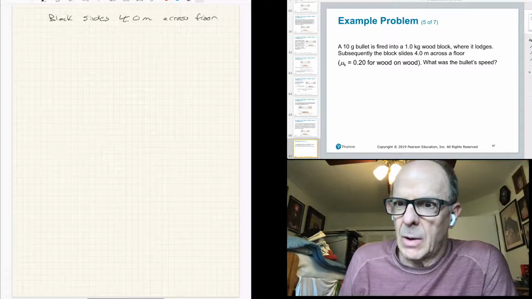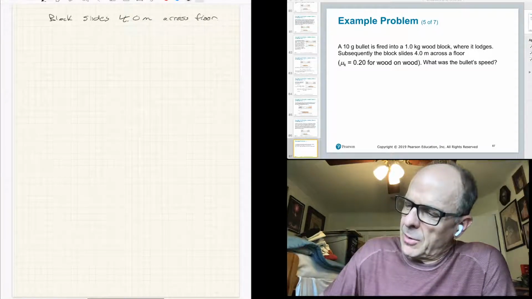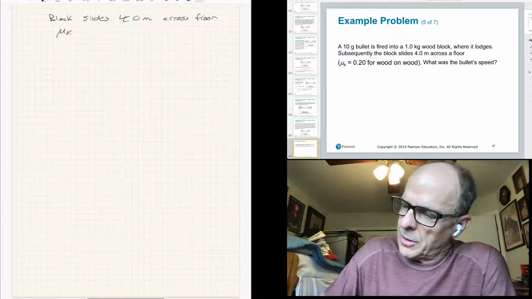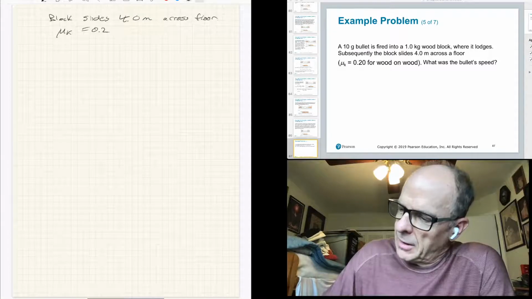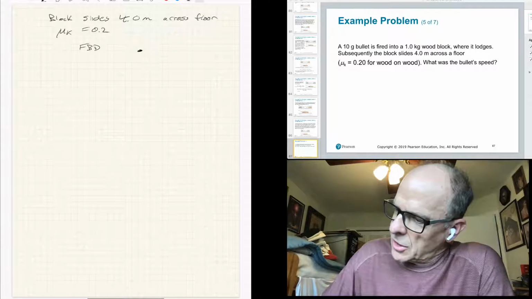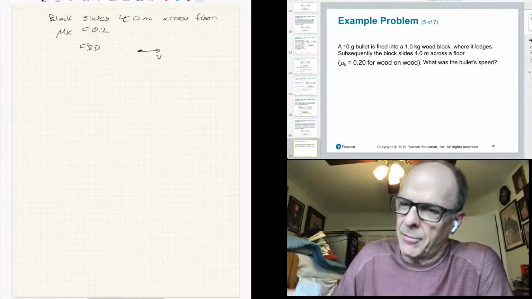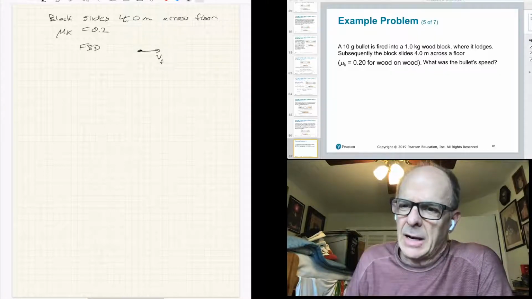Okay, how can I use that piece of information? I know that the coefficient of friction between the block and the floor is 0.2. That means there's friction. That means the thing is coming to a stop. So let's draw a free body diagram of the block and the bullet together, and it starts moving to the right with a speed that I called VF from the previous page. That's the speed it had just after the bullet hit it.